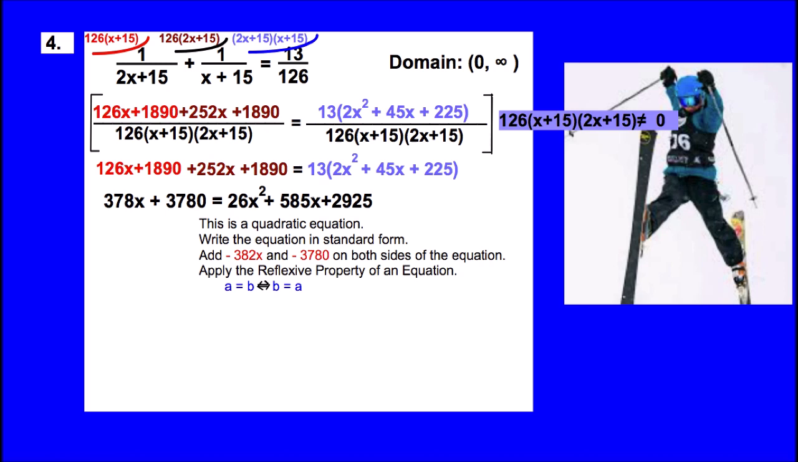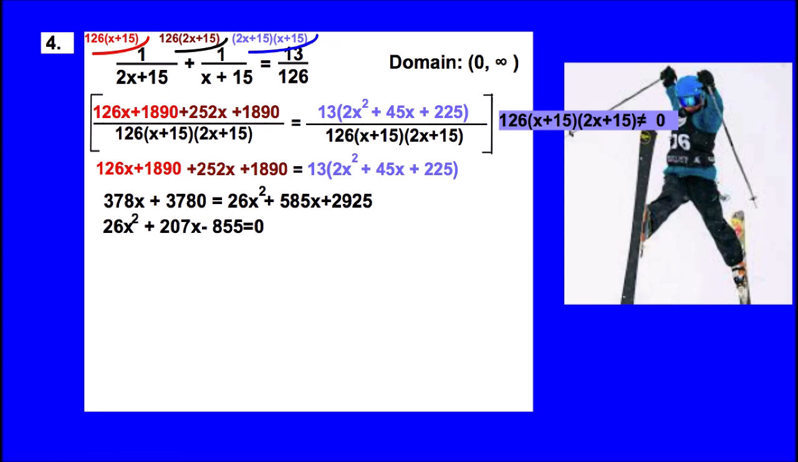Write the equation in standard form by adding negative 378x and negative 3,780 on both sides of the equation and applying the reflexive property of an equation. 26x squared plus 207x minus 855 is equal to 0. Use the ABC discriminant quadratic formula. Identify the coefficients.